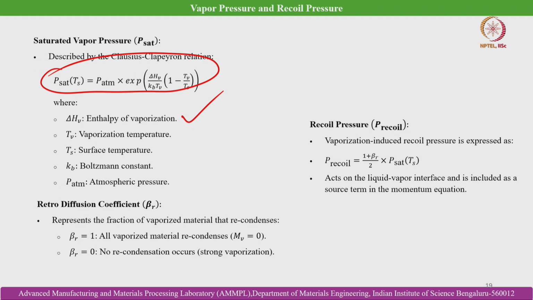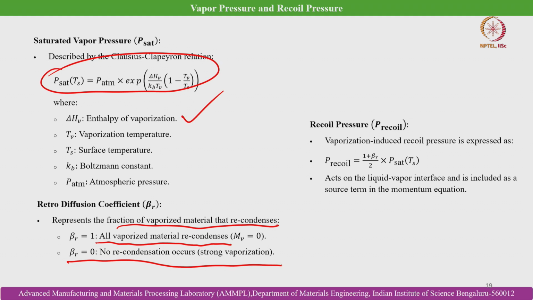So it represents the fraction of vaporized material that recondenses. So, beta r is equal to 1 means all vaporized material recondenses, that means the mass flow rate of the vapor phase m_v is equal to 0. And beta r is equal to 0 means no recondensation occurs, that means strong vaporization happens in that case.